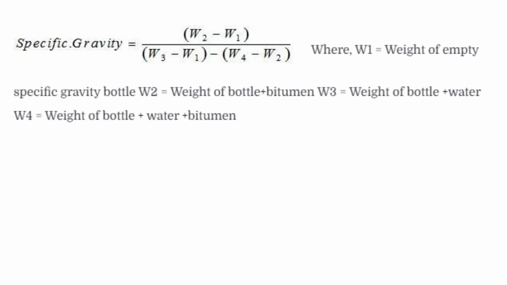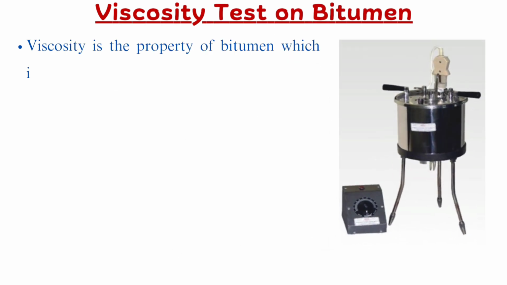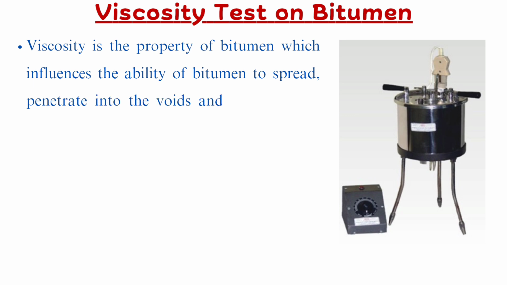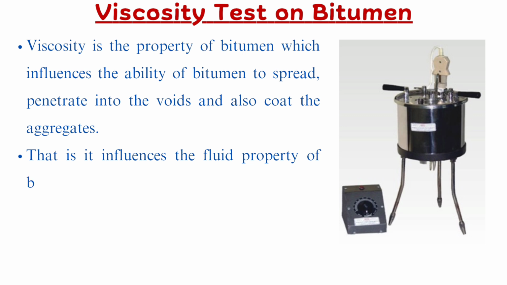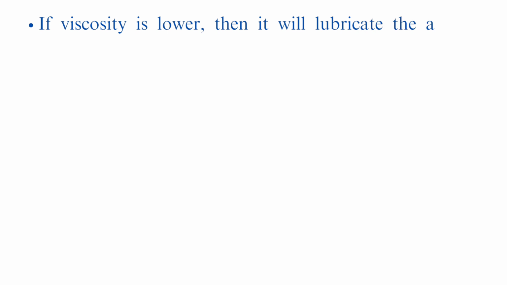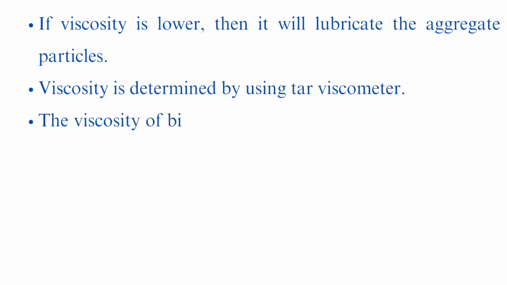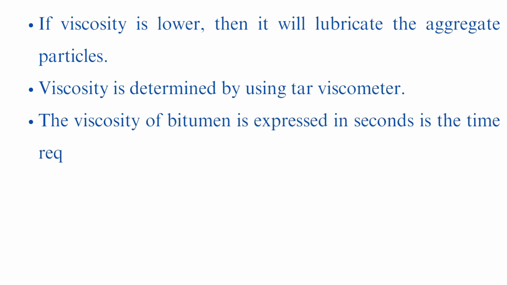In this method, take a clean and dry specific gravity bottle and take its weight W1. In the second case, fill the bottle with distilled water and dip it in water bath for 30 minutes and note down the weight as W2. Next, fill half the bottle with bitumen sample and weigh it W3. Finally, fill the bottle with half water and half portion of bitumen and weigh it W4. Now we can find out the specific gravity from the formula. Specific gravity is equal to (W3 - W1) divided by [(W2 - W1) - (W4 - W3)].